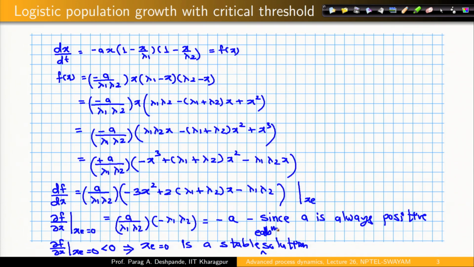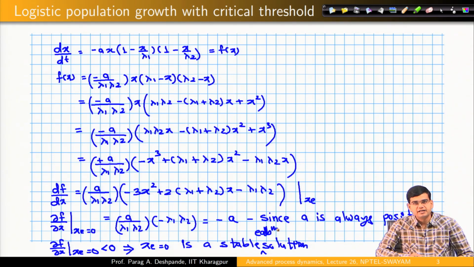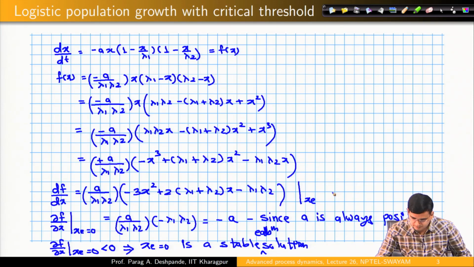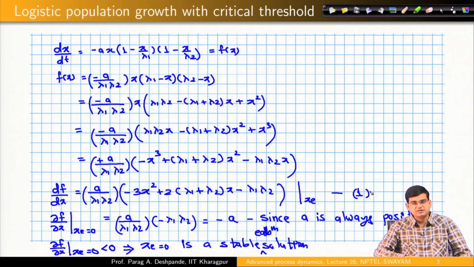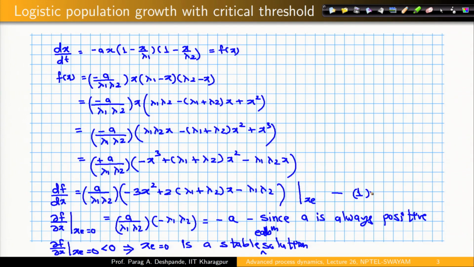Now, you will have to repeat this exact same procedure by considering x_e = λ1 and x_e = λ2. I encourage you to substitute x = λ1 in equation 1 and try to find out whether df/dx is less than 0 or greater than 0, and decide whether that particular equilibrium solution is stable or unstable. Similarly, you will substitute x = λ2 and determine whether the solution is stable or unstable. Based upon this, you can further think of determining the phase portrait of the system.